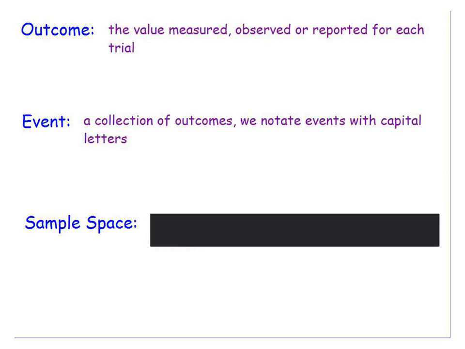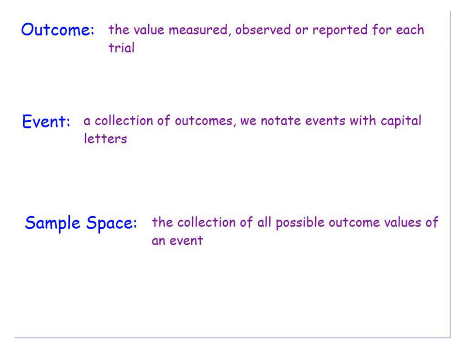The next and last vocab word for the moment will be sample space. Sample space is the collection of all possible outcomes of an event. If we are rolling a die, what are all of the possible outcomes? 1, 2, 3, 4, 5, and 6. That's an example of a sample space. So let's look at a couple of examples related to sample spaces.